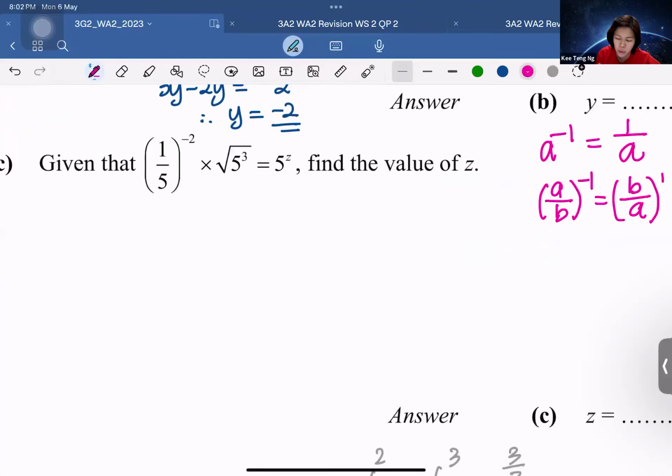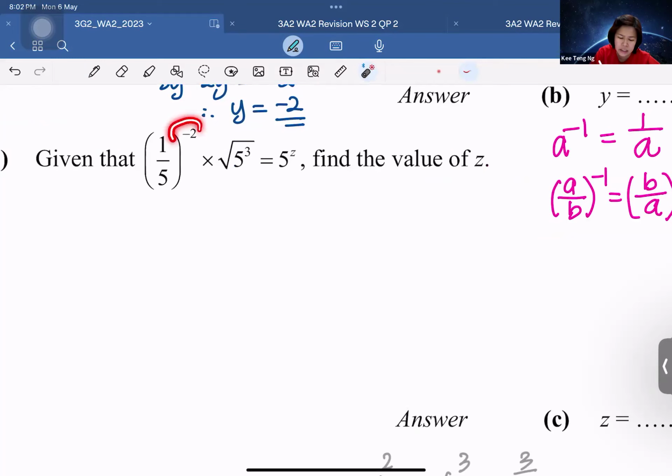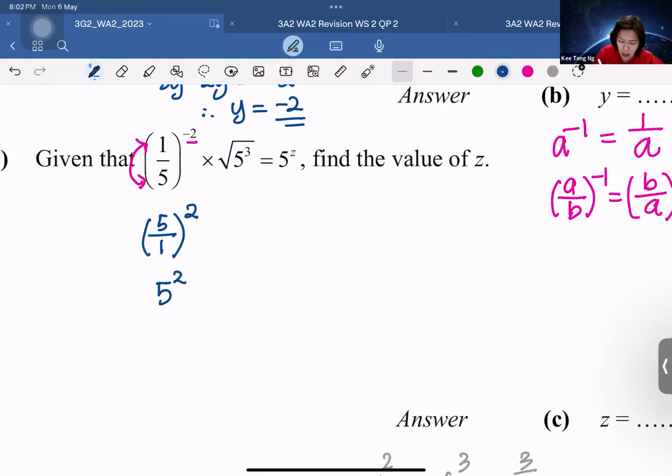So in this case, what we can do first is there's a negative 2 power here, right? I flip my fraction first and make this become positive. So I flip my fraction, this one will just become 5 over 1. And now this power becomes positive power 2, which can be simplified to 5 squared, times.